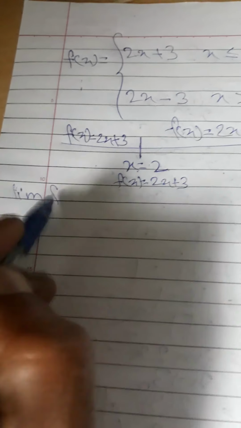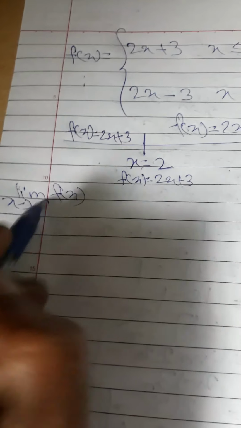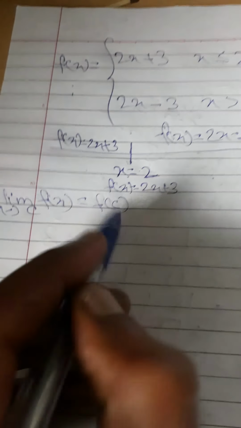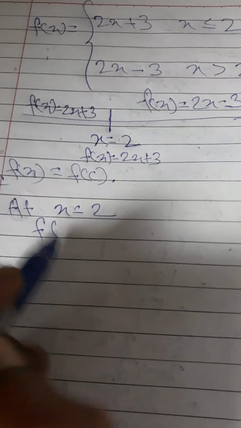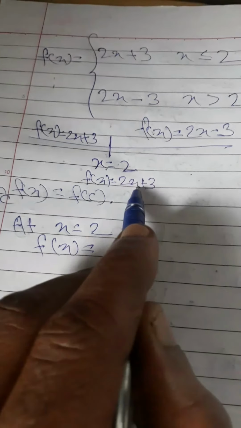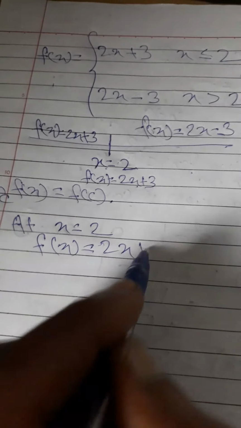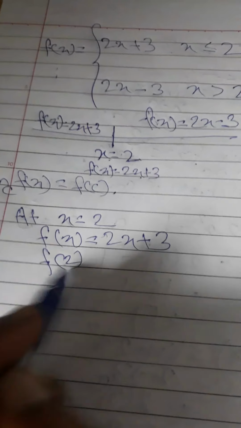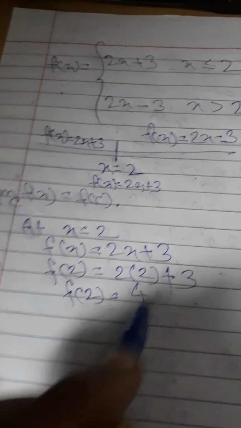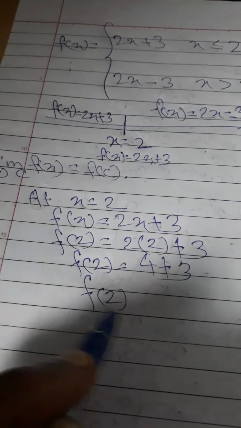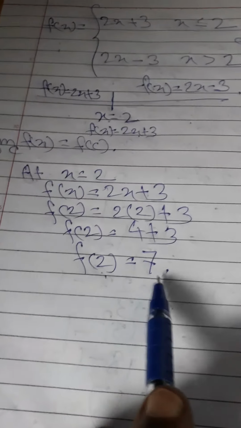Now what is the definition of the continuity? The limit of f of x as x tends to c should be equal to f of c. So at x equal to 2, f of x is defined by 2x plus 3. So f of 2 is equal to 2 into 2 plus 3, which is 4 plus 3. So here f of 2 is equal to 7. At x equal to 2, f of 2 is 7.